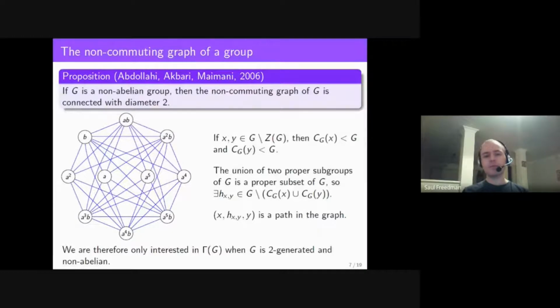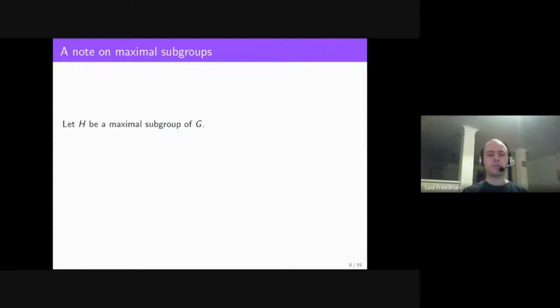Okay, so previously, while we're looking at this non-commuting graph, I want to talk about a related fundamental result about gamma of G related to maximal subgroups. So let H be a maximal subgroup of G.